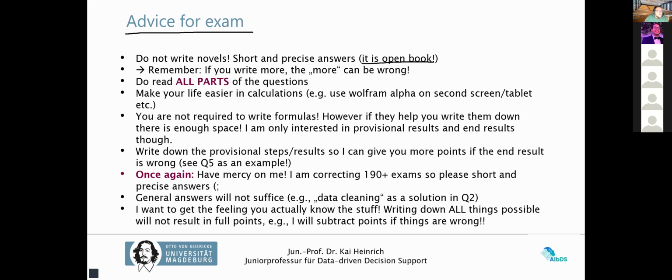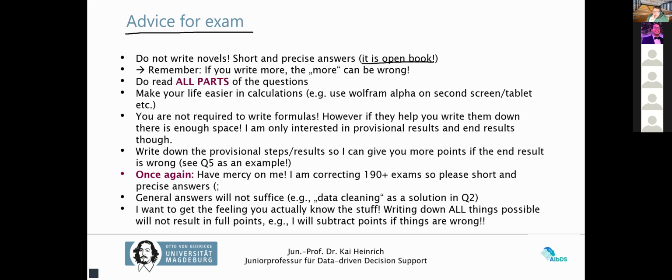Read all parts of the question. I just explained it. Make your life easy in calculation. You can use any calculator; a normal calculator should be sufficient. You can also have a second screen, a tablet, or your cell phone with a calculator. So make your life easy. Prepare everything so you can access it easily.